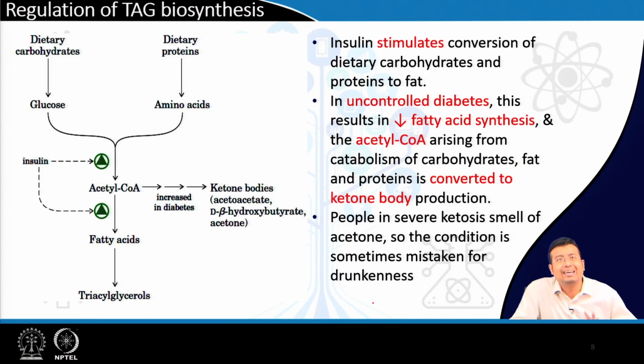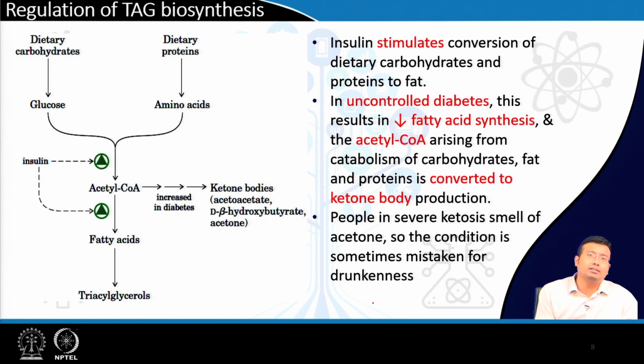So how is this whole thing regulated? You know, triacylglycerol synthesis is an anabolic process. All anabolic processes are helped by, you got it right, insulin. So whenever we have an increased amount of insulin, that is we have a process where there is more and more fatty acid synthesis, that ultimately helps in synthesis of triacylglycerol, because triacylglycerol needs fatty acid to start with. Fatty acyl CoA, if it is more and more, triacylglycerol will also be more and more.